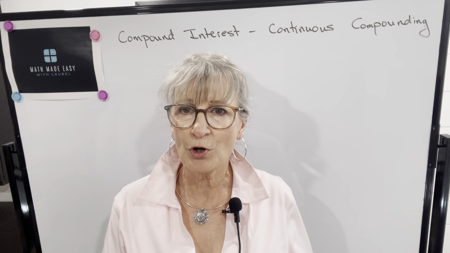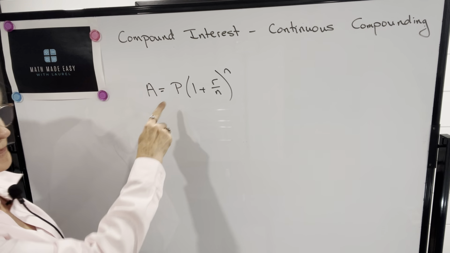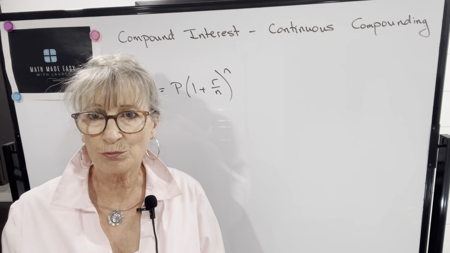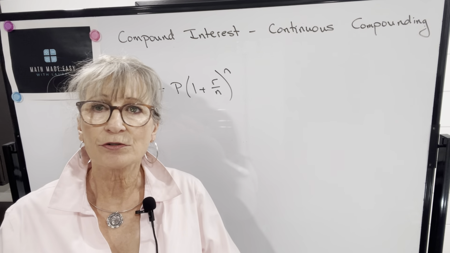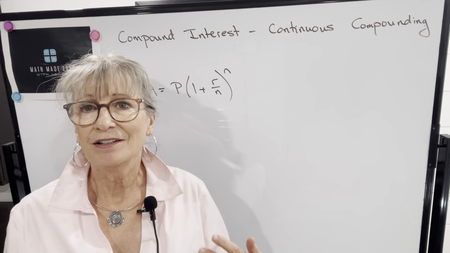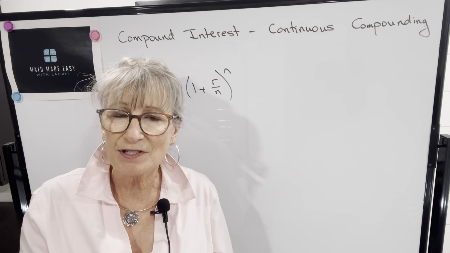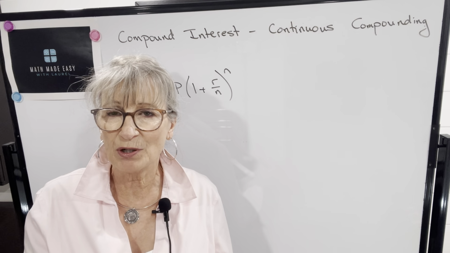Previously we've talked about compound interest and the compound interest formula, and that formula looks like this. We looked at various examples when we had different compound periods. So for example, compounded annually, semi-annually, quarterly, monthly, and daily. So the maximum number of compound periods was 365 when it's compounded daily.